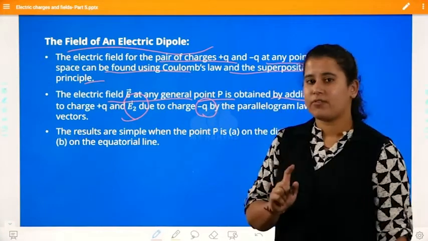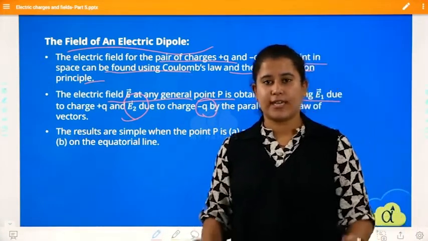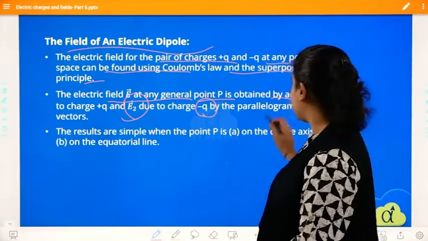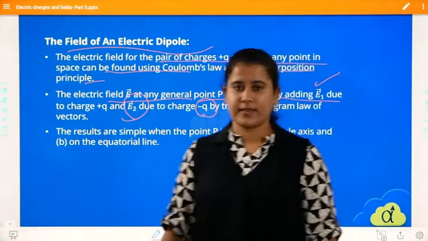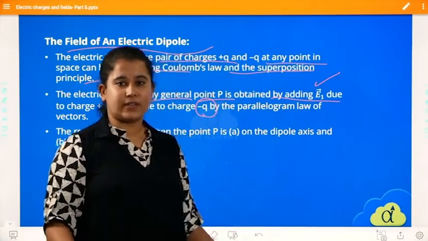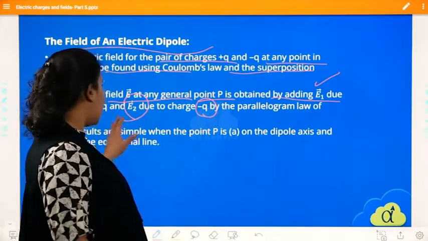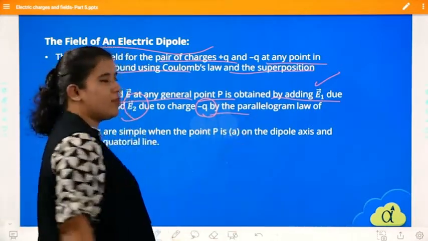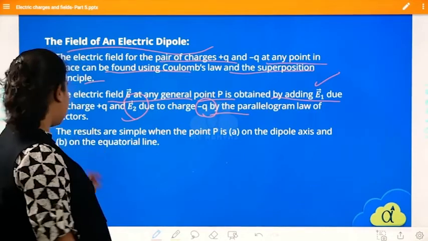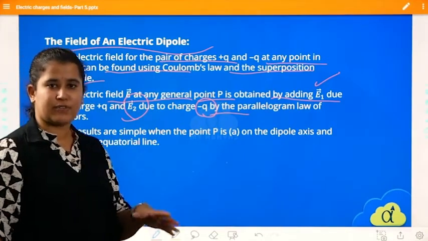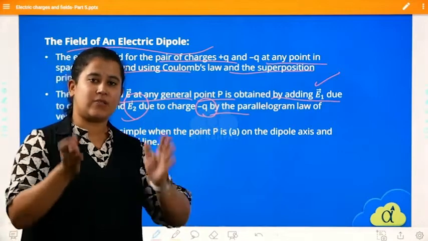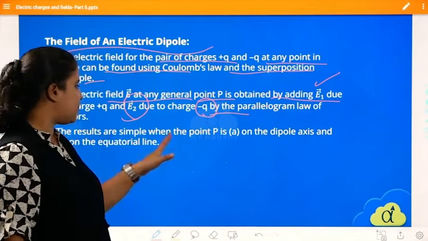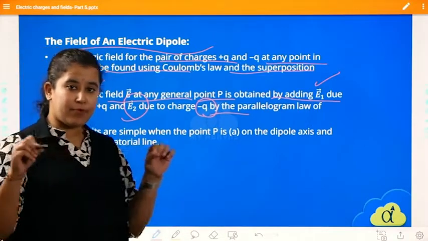So when do you find the total electric field, or the total strength? When you have E1, the first vector due to the charge q1, and the E2 vector due to the charge q2. So we use the parallelogram law of vector addition, which you studied in first year in the motion in a plane chapter. Okay. Next, the results are simple when the point P is on the dipole axis.